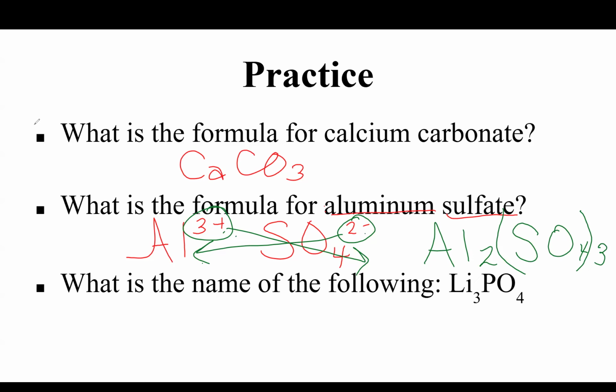Now we're going to go backwards. We have this compound. We need to name it. Well, if you look at the periodic table, Li is lithium, and PO4, if you look in your chart, is phosphate.